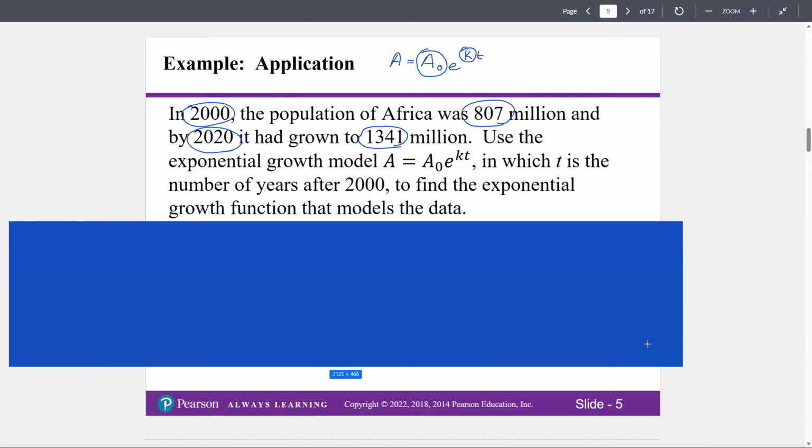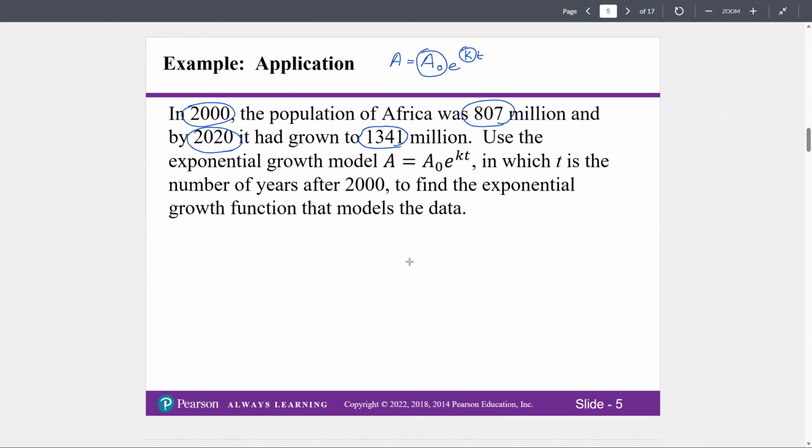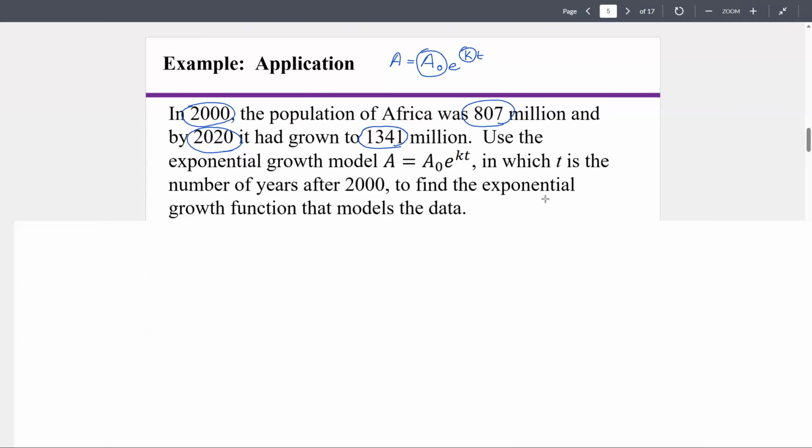I'm going to give myself a little extra space here. Okay, so what we know. We know that the initial population is 807. We won't worry about putting the billion there. And A is going to be 1,341. We know t is time after 2000, so when we get 1,341, t had to be 20 years after 2000. So the only thing I don't know is k.